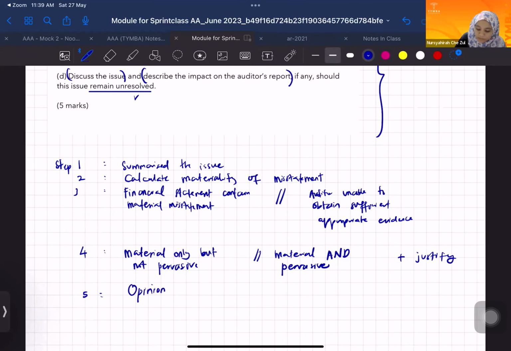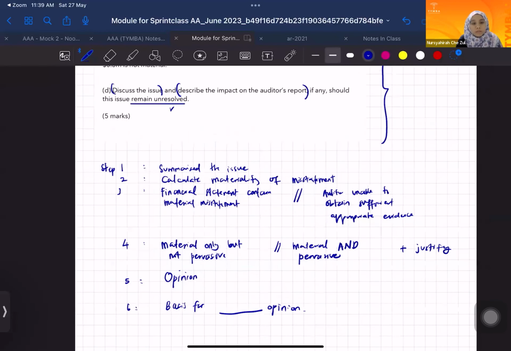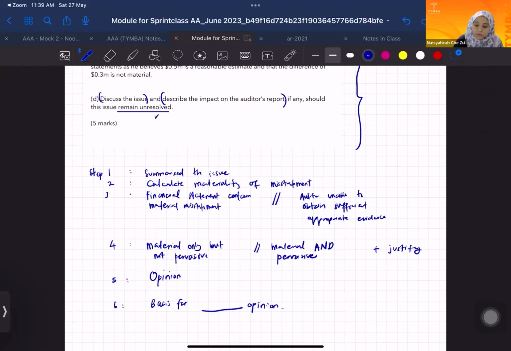Step 5, your opinion. Step 6, basis for opinion. So to answer this question, make sure you have all these 6. My concern would be, I think this one is only half a mark, so that's why I include one more. Now, summarize the issue, I think no problem. Calculate misstatement.